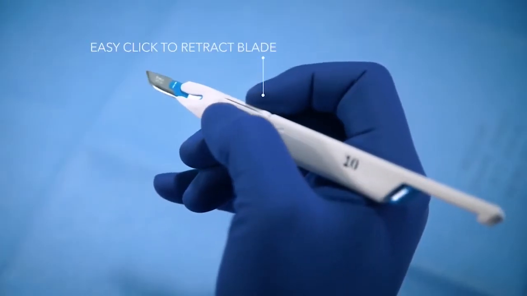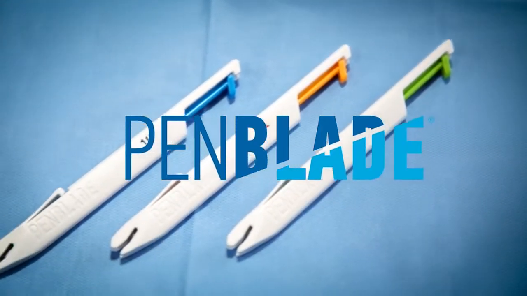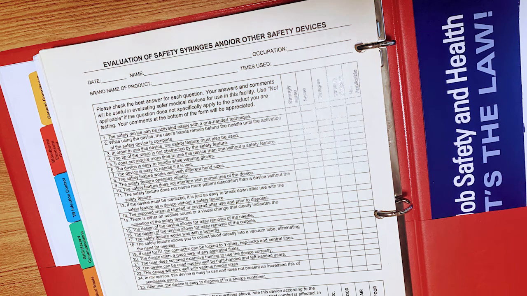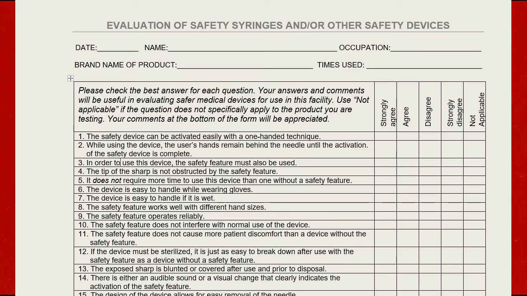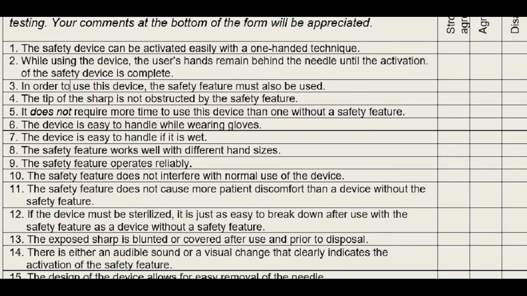Obviously, it should be safer than what you're currently using, and it shouldn't make a procedure more difficult or cause patients more discomfort. In the back of your OSHA Guard manual, you'll find a form to document any needles or devices you evaluate. This form asks a series of questions that will help you to determine if the device is suitable for your needs. Although these can be done individually, it's also okay to list a few names together if the evaluation was done collectively. These are just a few of the questions that will help you to determine if the device is appropriate for your use. Be sure to document and keep these evaluations.